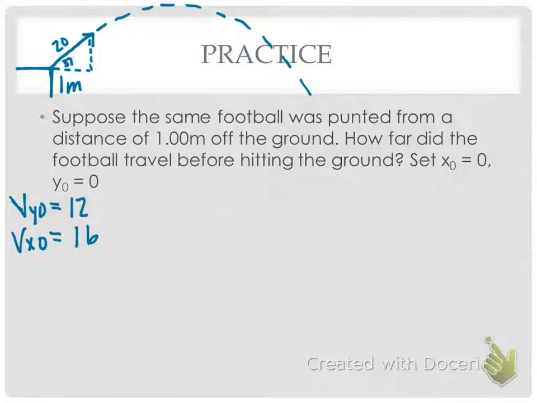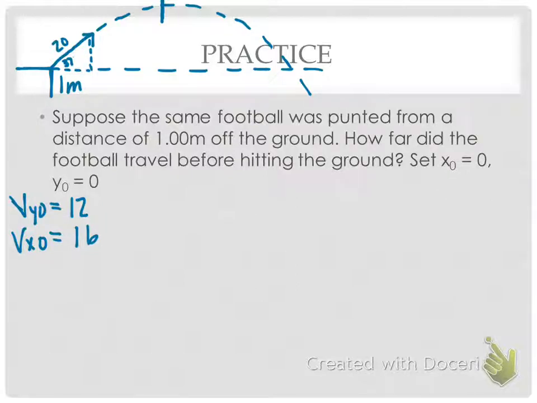But here's why it's not symmetric. Here's its peak height. It's not in the middle. It's going to fall below where it started. If this is the height from which it was kicked, it's going to end up falling below that. So that means the second half of the motion takes longer than the first. It's going to fall that extra 1 meter.